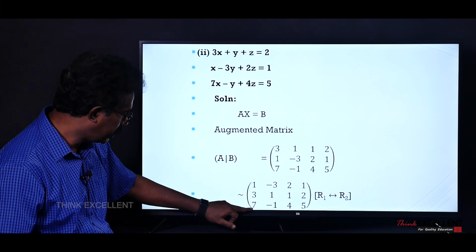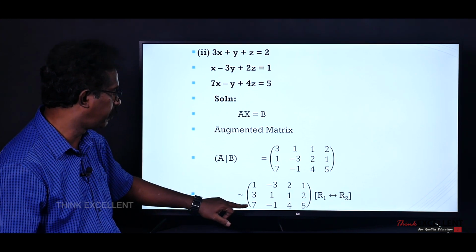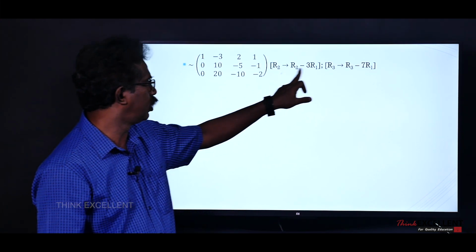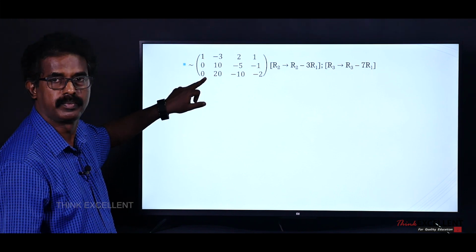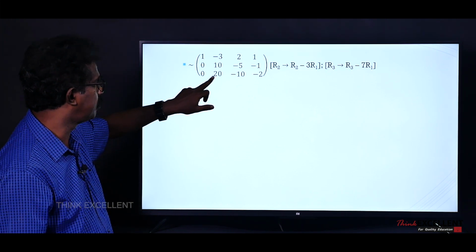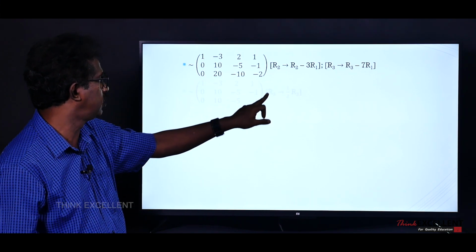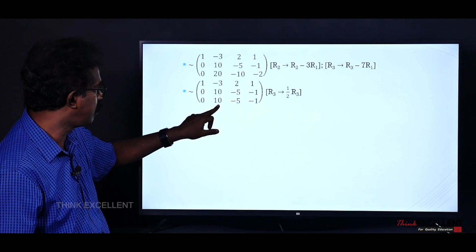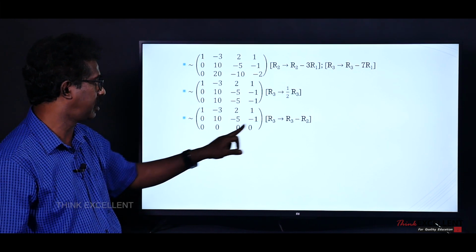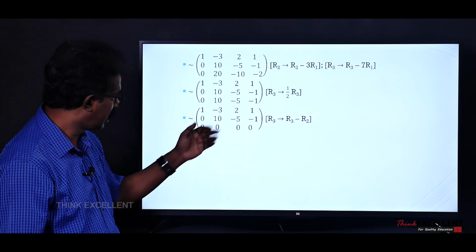Now make these two numbers 0, 3 minus 3, 7 minus 7. You know how to write that step. So you will get these two numbers 0. Now here 1, here 0. But before that you can make it 10, dividing by 2. If you divide by 2, you will get 10 here. Now 10 minus 10, you will get 0. The step you write. Now fully 0. It is in echelon form.